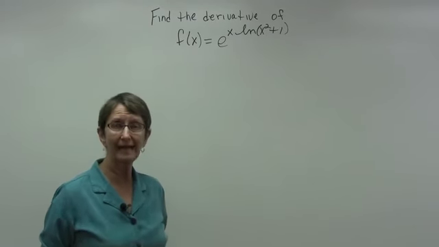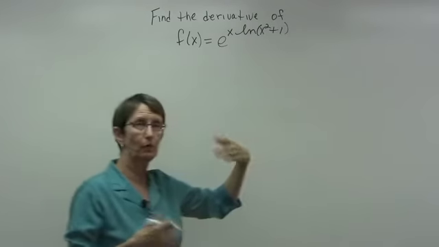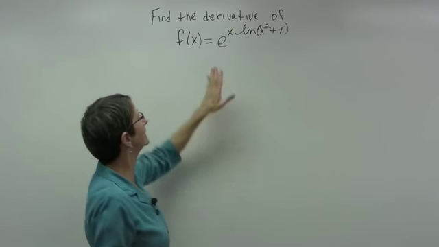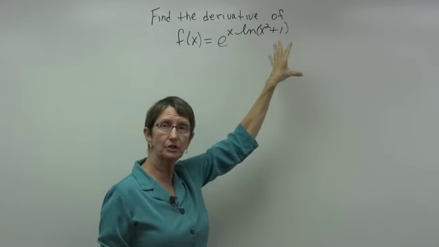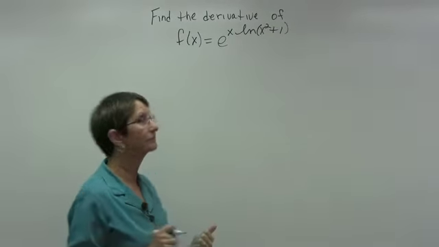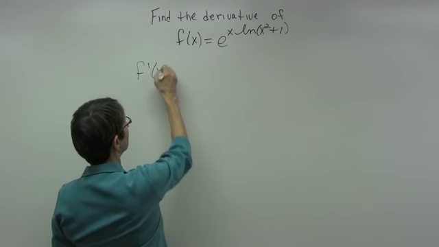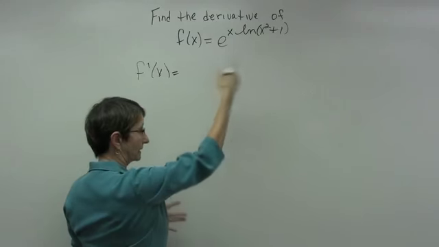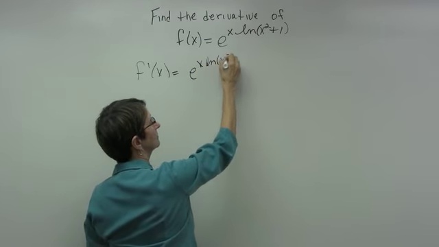terms of if there's an outside and an inside. And the e to the power is one of our basic rules, the e to the u. So let's think of this as e to the u is the outside function, and then we get the derivative of the exponent for our inside function. So f prime of x is equal to e to the power. That part stays exactly the same.